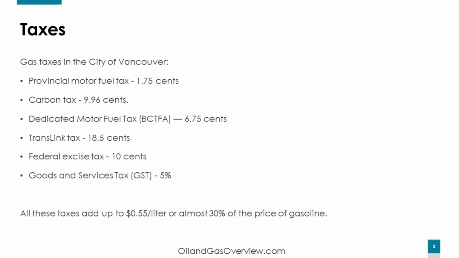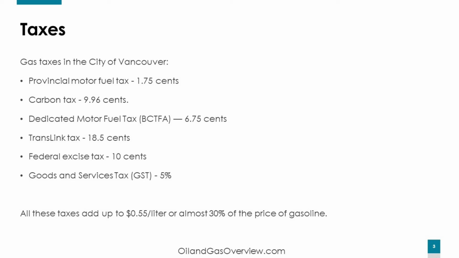Next we have taxes. As with everything else, gasoline is taxed as well, and different countries and regions have their own taxes. Vancouver is a good example because it has almost 6 different taxes for gasoline. First, there is the provincial motor fuel tax, which is 1 cent 75. Then we have a carbon tax, which is almost 10 cents. And the thing with carbon tax is that it tends to increase each year. This means the amount you pay at the pump will increase as well.